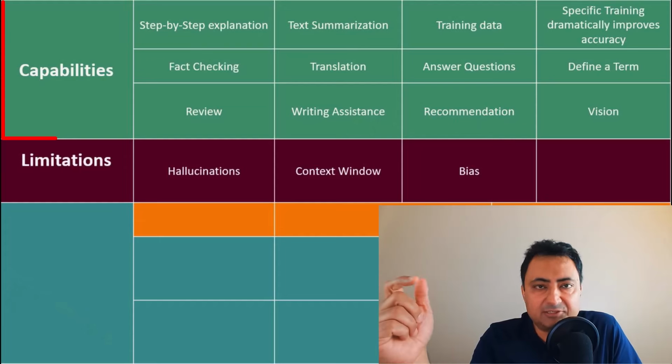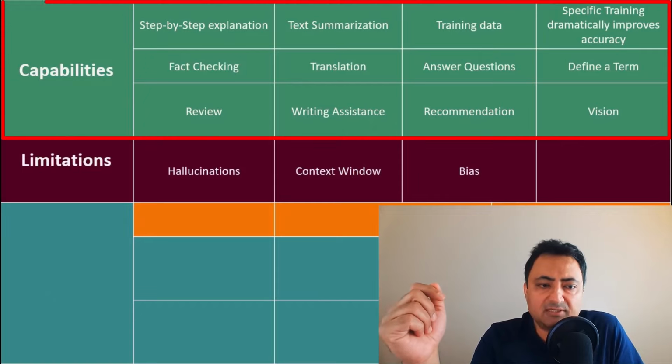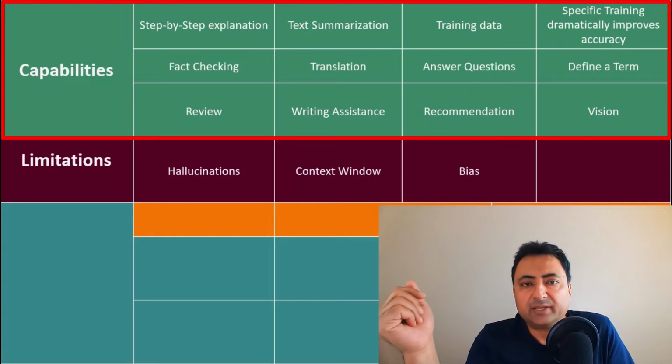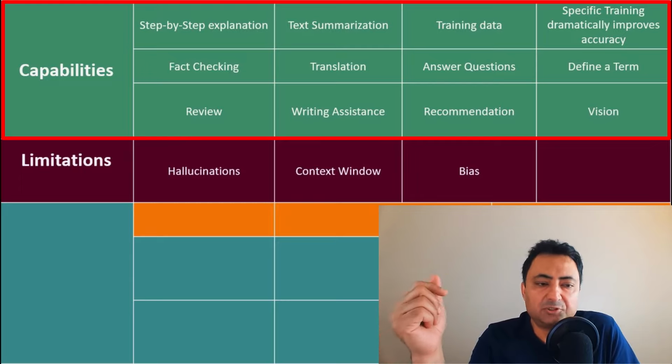The other capabilities that we are adding on are recommendations, writing assistance, fact checking, translation, answer questions, define a term, review. And if you encounter any new capability, you can update the framework, and I would request you to share it in the comments so all of us can benefit from the same.